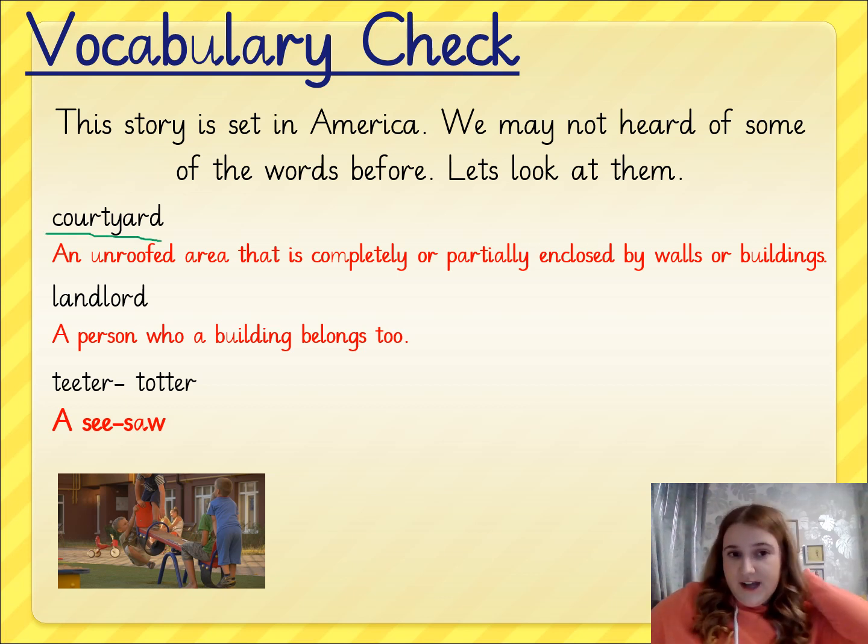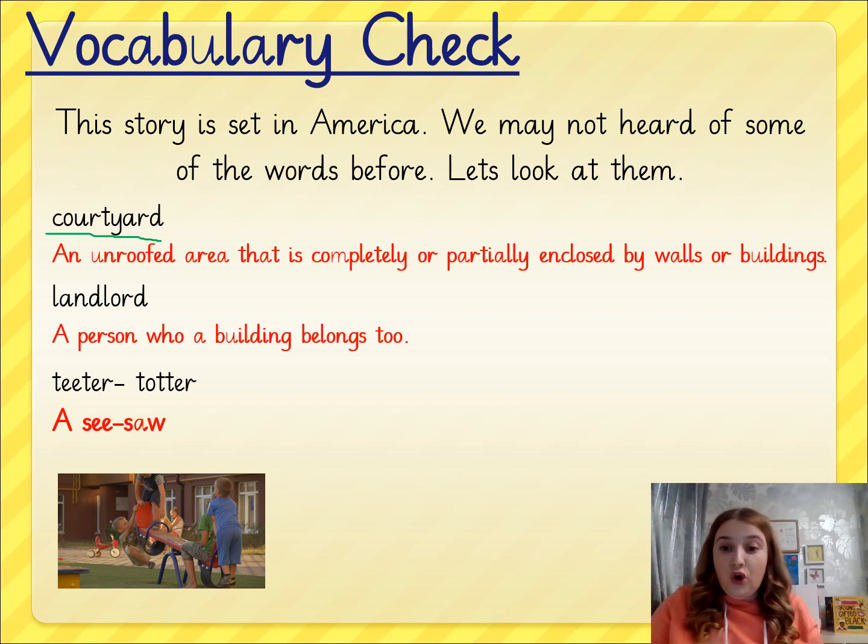The first word is the word courtyard. And the girls have a courtyard at the bottom of their apartment, and this means it's an area that doesn't have a roof, but it has walls at the side or buildings around it. So when I imagine that in my mind, I imagine the courtyard to be in the middle of some buildings that might surround it, a little bit like a square.